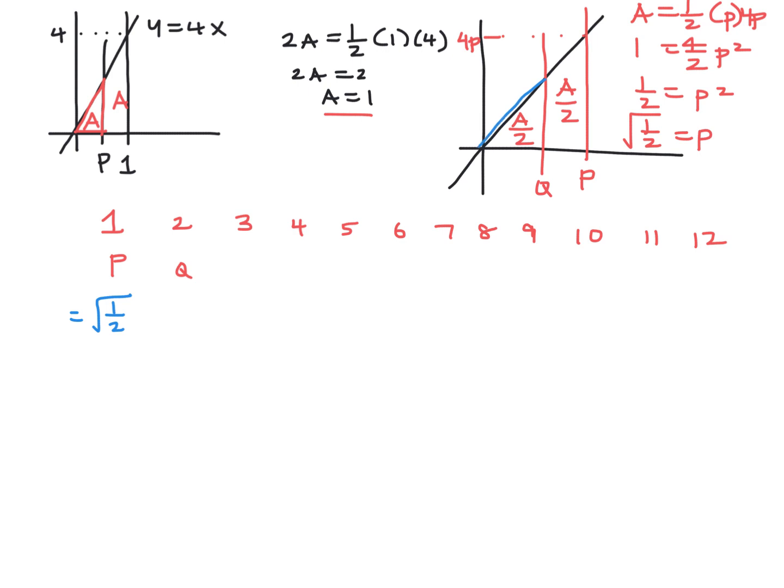To get q, we use that triangle. So 1/2 times A over 2 is equal to 1/2 base, which is q, times the height, which would be q times 4, because the line is y equals 4x, so 4q. That would mean A is equal to 4q squared. A is 1, so that's 4. So q would be the square root of 1/4.